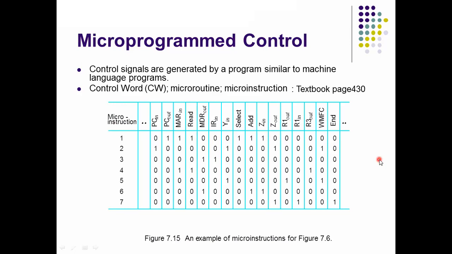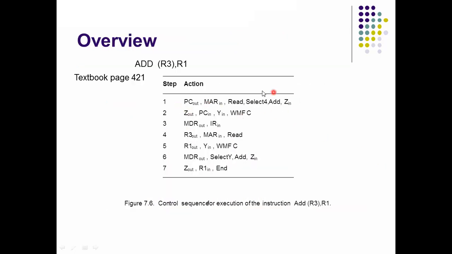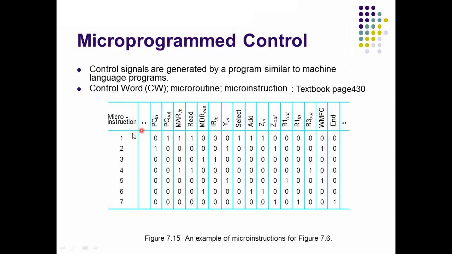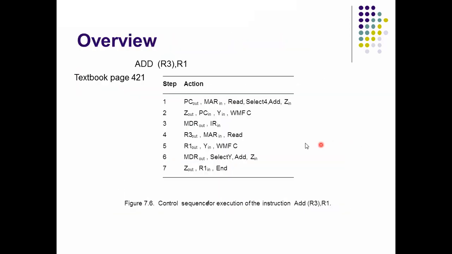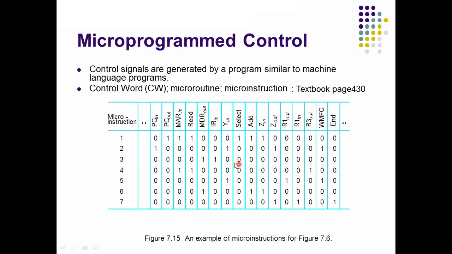So what are the control signals we are using in this step 1? Based on that, we are taking the first control word. Like this, for all the 7 steps, we are taking the 7 control words. Okay? 7 control words. Here control word means a sequence of ones and zeros. Okay? So here we are using micro routine, micro instruction.